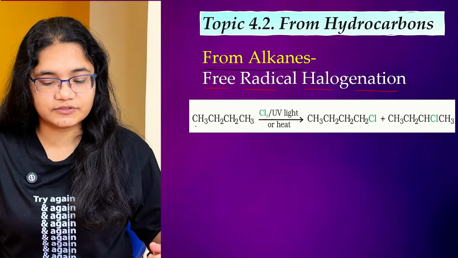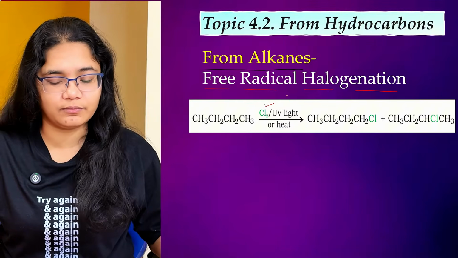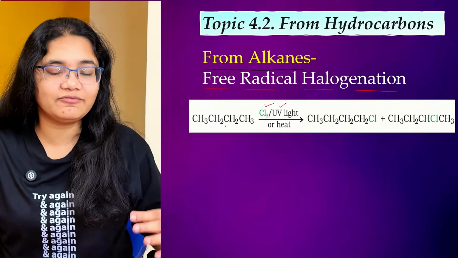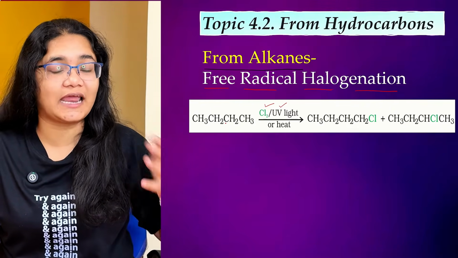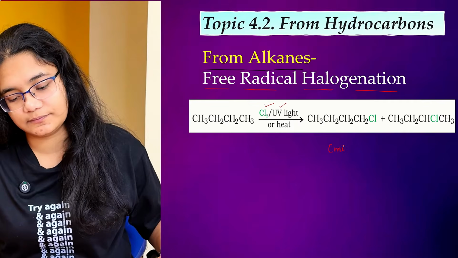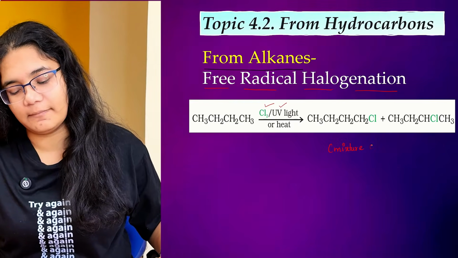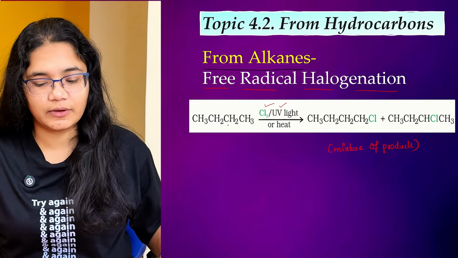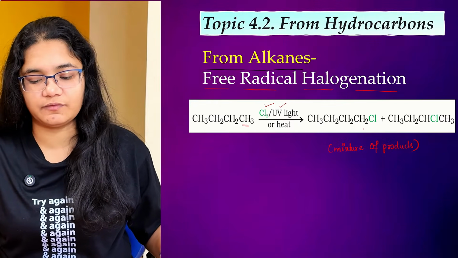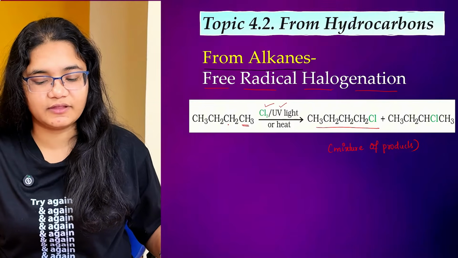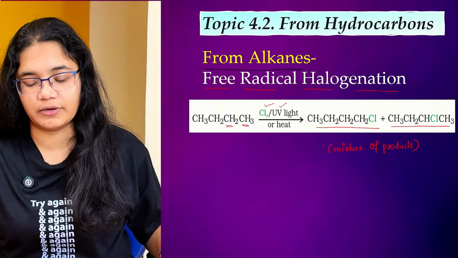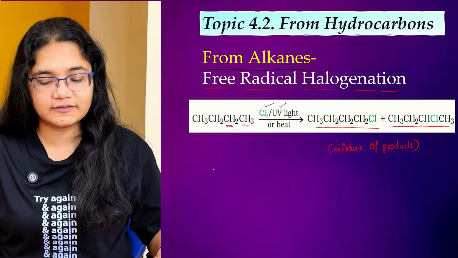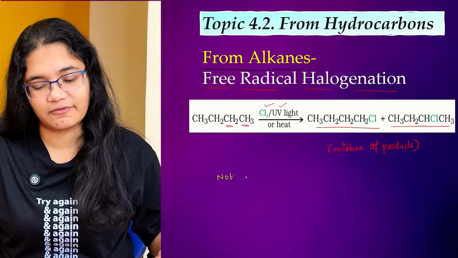Now the reagent used here is chlorine or bromine, in the presence of UV light or heat. Here, every possible hydrogen can get replaced and you will get a mixture of products. If this hydrogen is replaced, you will get 1-chlorobutane, and if this hydrogen is replaced, you will get 2-chlorobutane. So you will get a mixture of 1-chloro and 2-chlorobutane, and that is why this is not a preferred method.